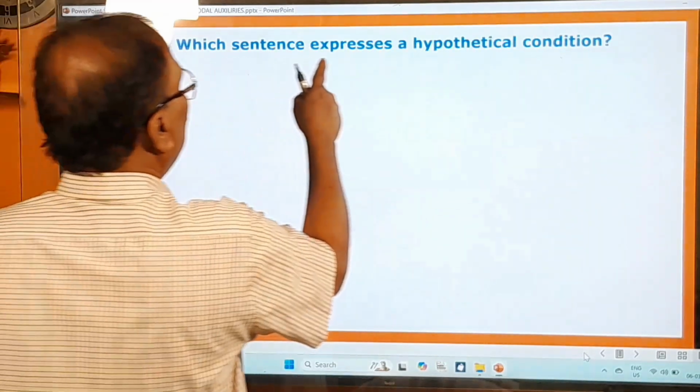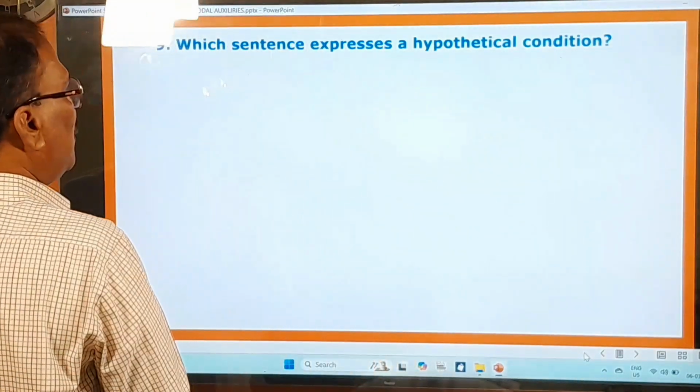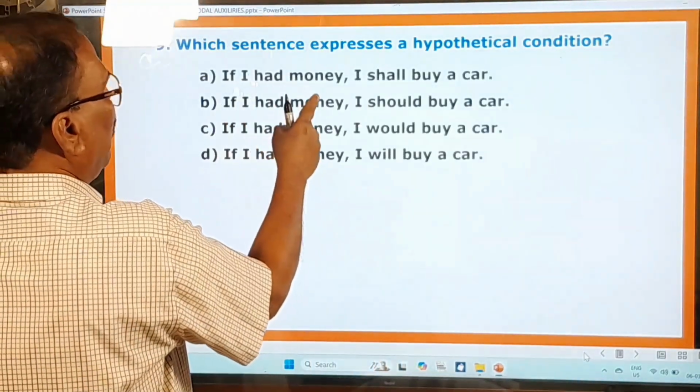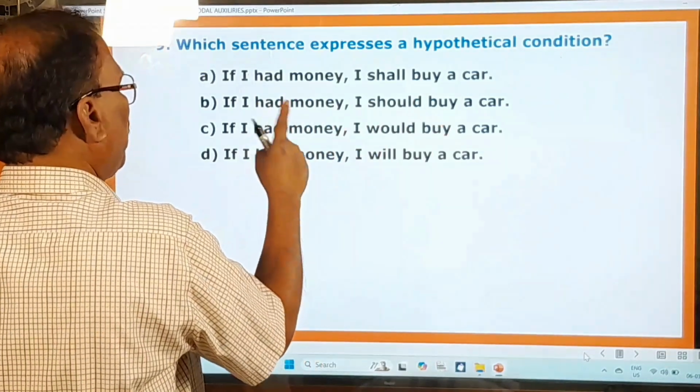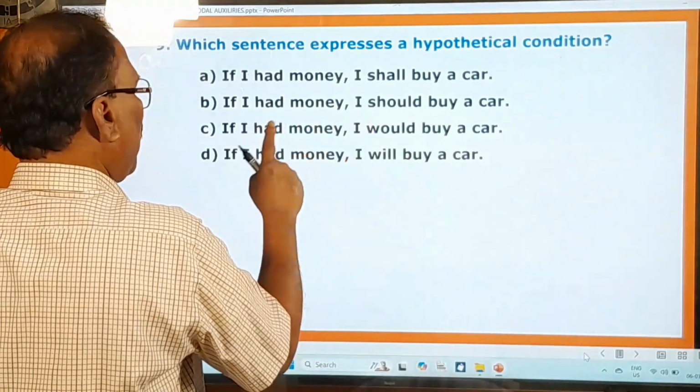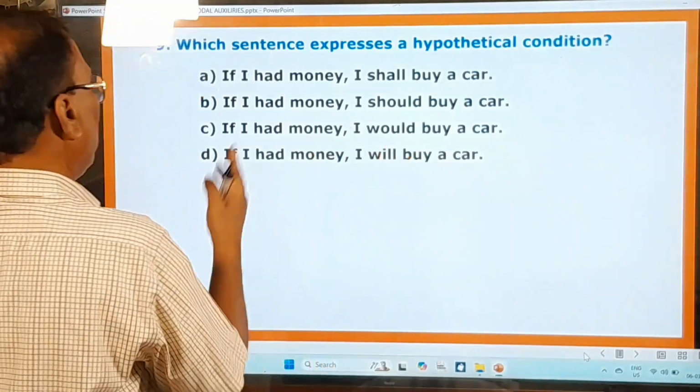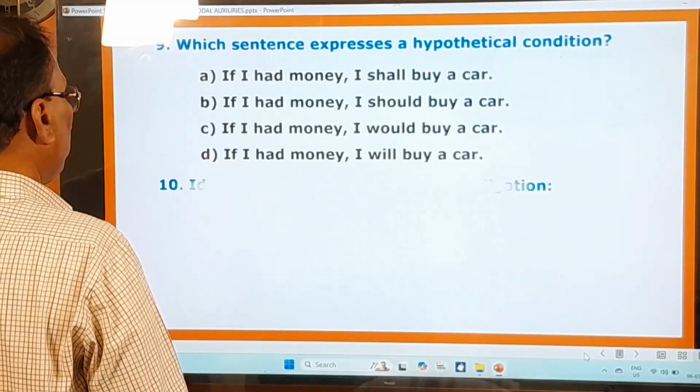Ninth question, which sentence expresses a hypothetical condition? If I had money, I shall buy a car. If I had money, I should buy a car. If I had money, I would buy a car. If I had money, I will buy a car. Go to the 10th question.